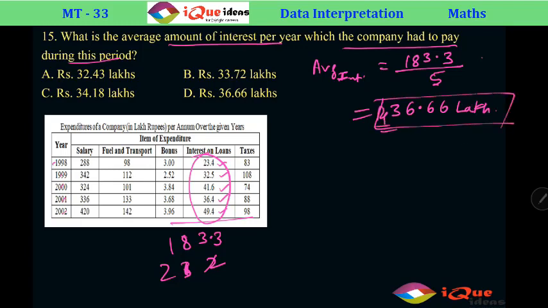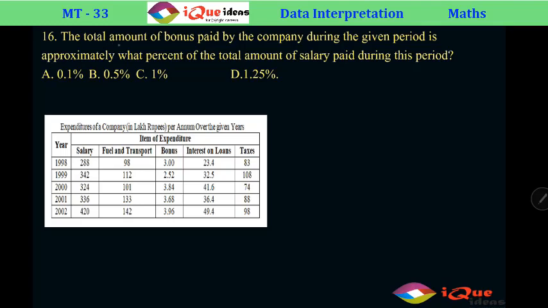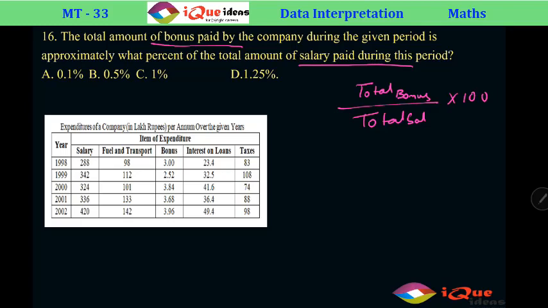So look at the options. I think it is the D option. It is the correct answer. Now the next one. This question says the total amount of bonus paid by the company during the given period is approximately what percentage of the total amount of salary paid during the period. So what we have to do is total bonus divided by total salary, into 100. This is what we have to find.